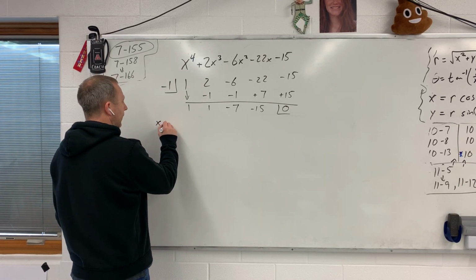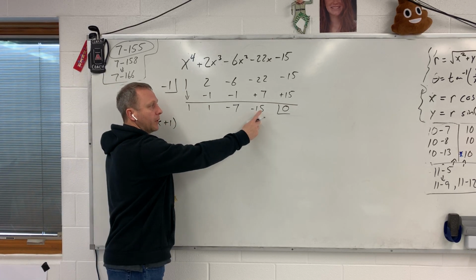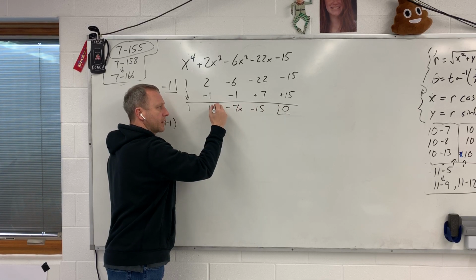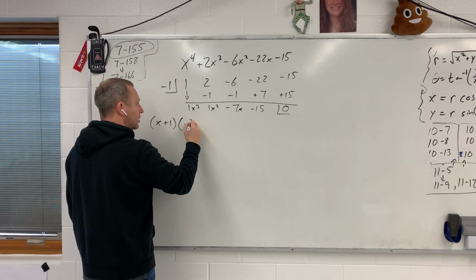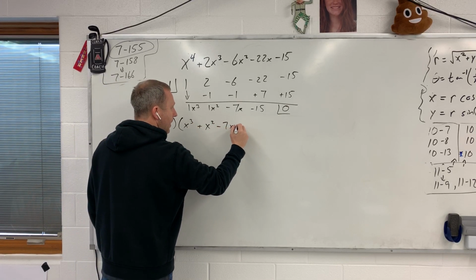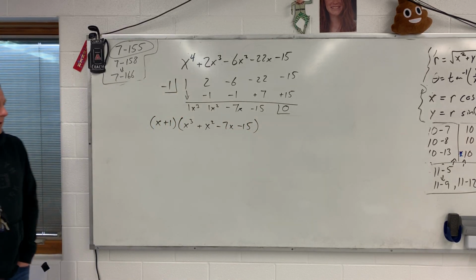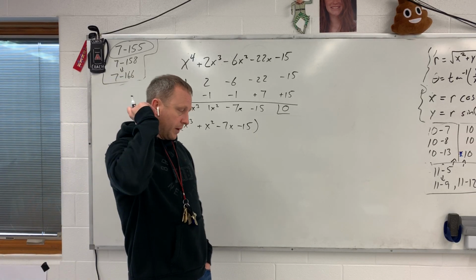So we took out really this, and we're left with, remember, we just work our way backwards: whole numbers, x's, x squareds, x cubed. So this would be left with x cubed plus x squared minus 7x minus 15. That was taking out that x plus 1 root, or -1 root.